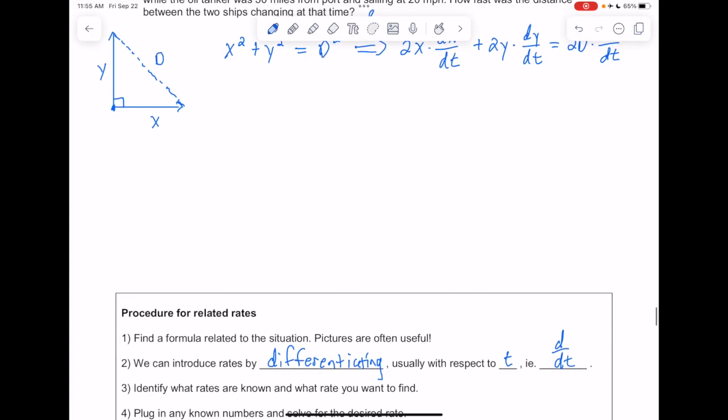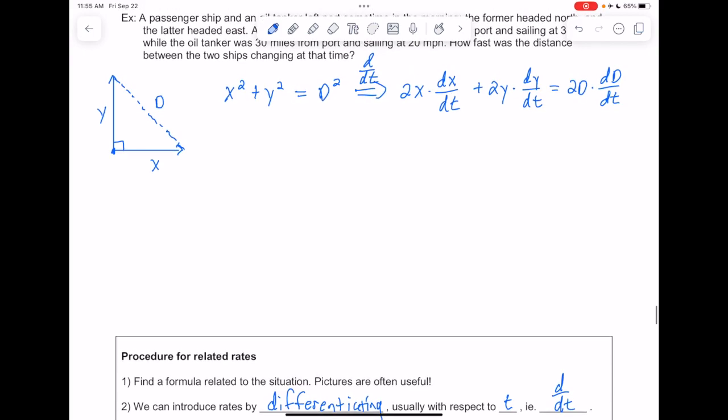All right, so that was step two. We introduced rates by differentiating with respect to t. And what do we mean we have rates? Well, let's highlight some stuff here. Here's the rate at which the horizontal ship, so I think that was the tanker, is changing with respect to time. Here's the rate at which the passenger ship's distance from the port is changing with respect to time. And here's the rate at which the distance from each other is changing with respect to time. So taking that derivative with respect to t did in fact introduce rates.